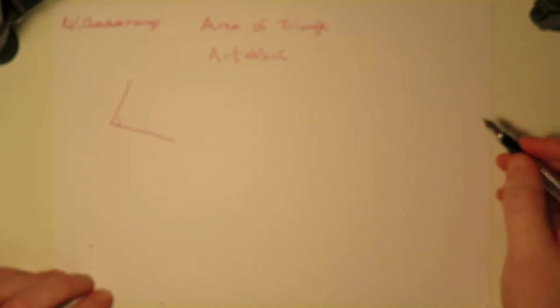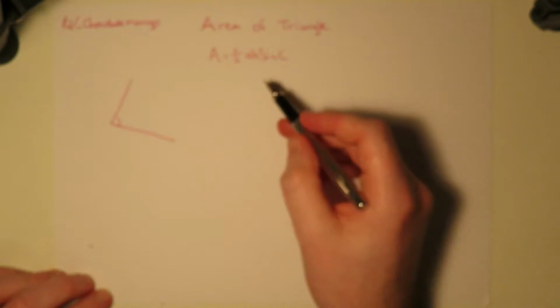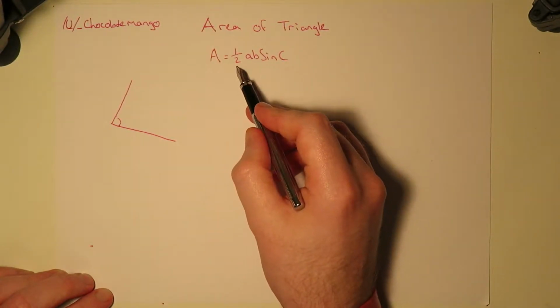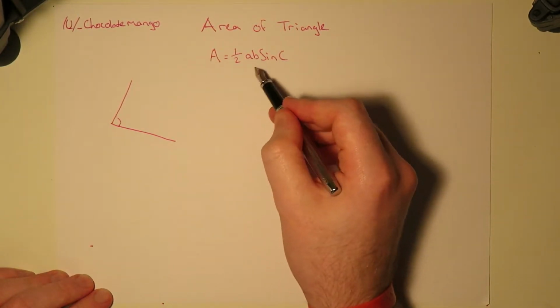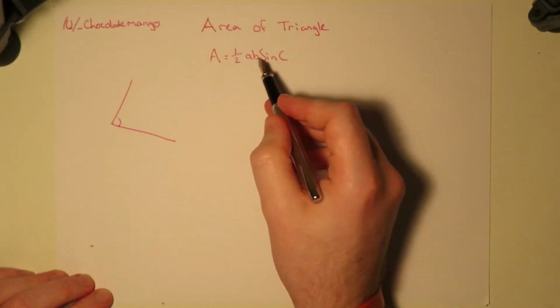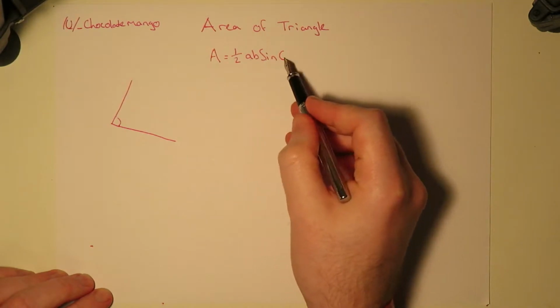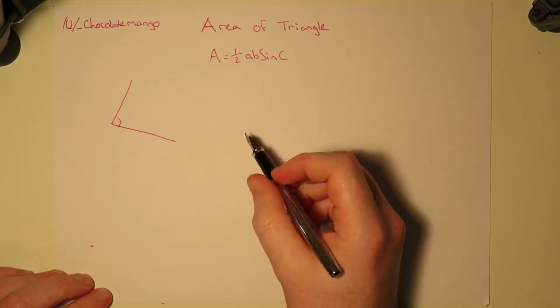So, calculating the area of a triangle. It's quite straightforward. You need to remember this formula here, that the area is equal to a half ab sine C. Some people often forget these letters. They're not random. They're literally in alphabetical order, A, B, C. So after having that pointed out to you, you will probably remember it a little bit easier.